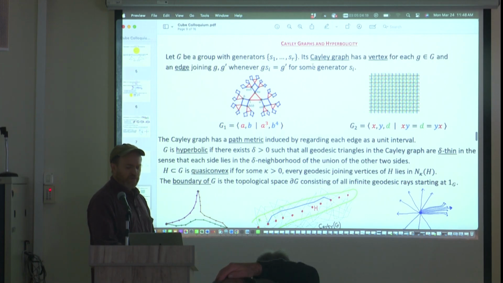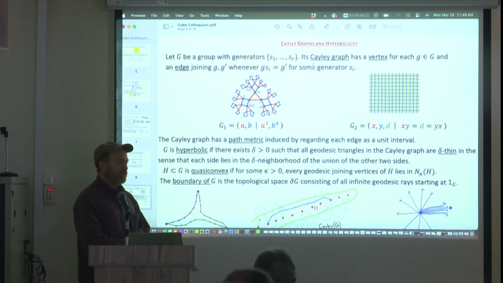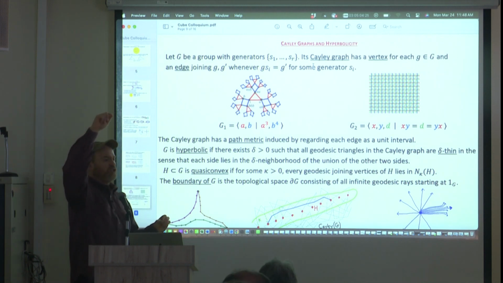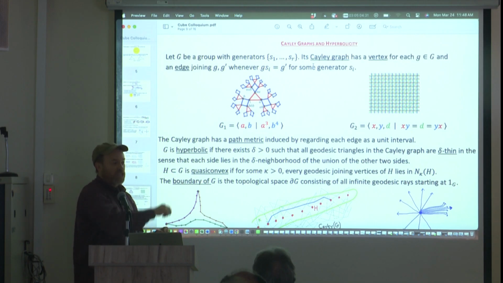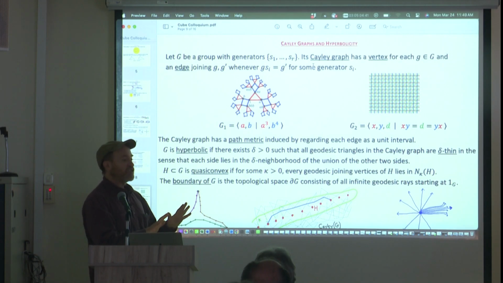So the Cayley graph, we define a path metric, right? For any two points, you look at the minimal number of steps. The distance between two points is the minimal number of steps, meaning edges, to be able to travel from one vertex to the other vertex. That gives you a metric, and so we're taking neighborhoods in just that metric space, not embedding it in anything.